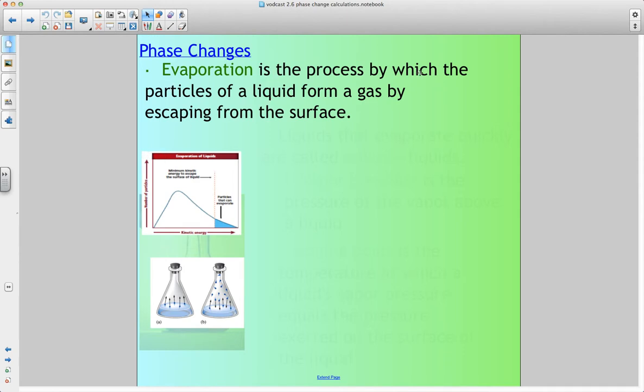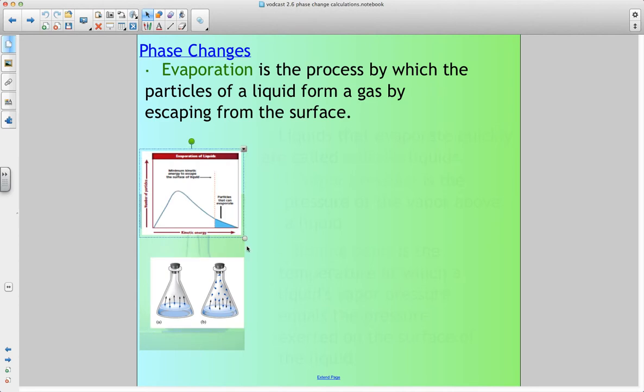Once again, evaporation is the process by which the particles of a liquid form a gas by escaping from the surface. And if we look here at this diagram down below, you'll see, for example, that this one has probably been a liquid that has been heated to the point where the particles are increasing in kinetic energy and they're starting to get to the point where they are releasing into a gaseous form.